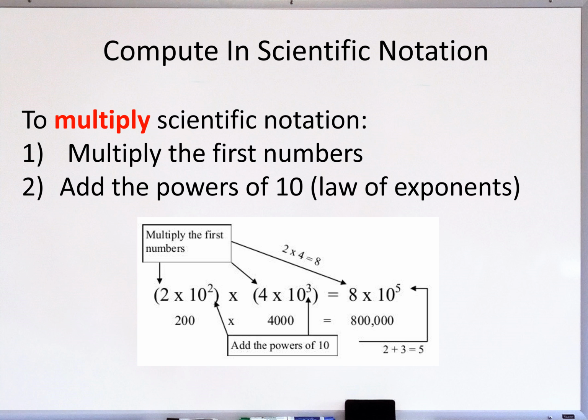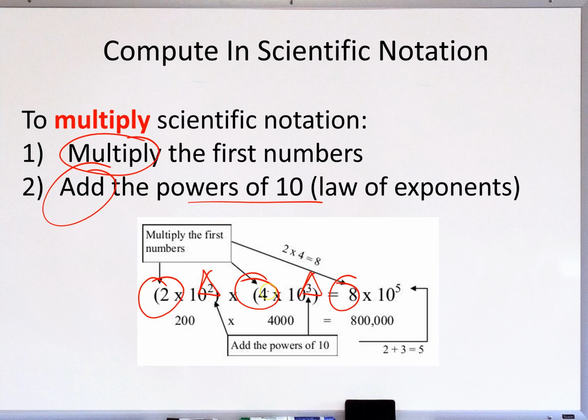To multiply scientific notation, just follow two steps. First, you multiply the first numbers, and then you add the powers of 10, which is basically the law of exponents. So, for example, if I have 2 times 10 to the power of 2 times 4 times 10 to the power of 3, I'm going to multiply these first two numbers. 2 times 4 would give me 8. And then I'm going to add my exponents. So I'm going to add 2 plus 3. That's going to give me my 5.